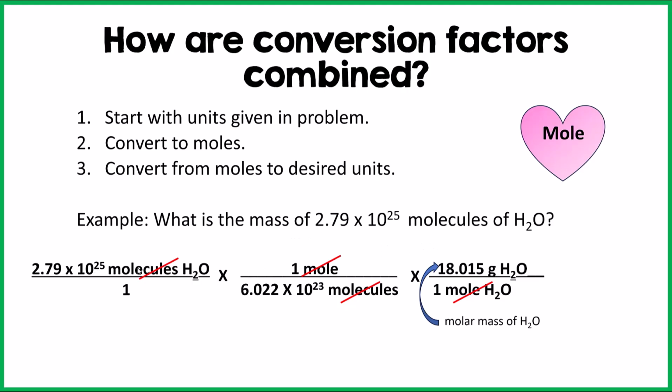So we're going to now multiply across the top, divide by the product of all of those on the bottom, and it will give us 835 grams of water. So 2.79 times 10 to the 25th molecules of water is going to weigh 835 grams. So this is allowing us to convert from one quantity to another using that mole amount.